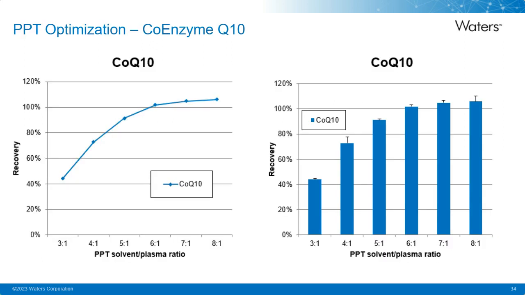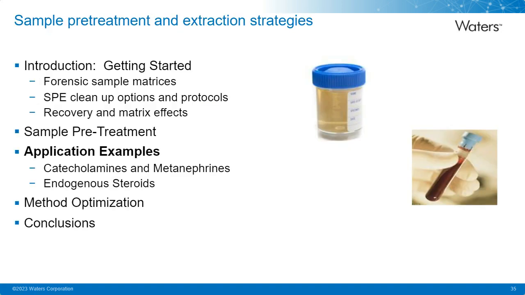Here's a quick example of a protein precipitation optimization. We were doing some work on coenzyme Q10, which is very strongly protein bound. And so what we did is we looked at everything from 3-to-1 all the way up to 8-to-1. And we find many compounds are about 3-to-1, but in this case, we had to go all the way up to 6-to-1 to get full release and disrupt that binding. So if you have a very hydrophobic compound or one that looks like it may be protein bound, this may be something you can do to figure that out.